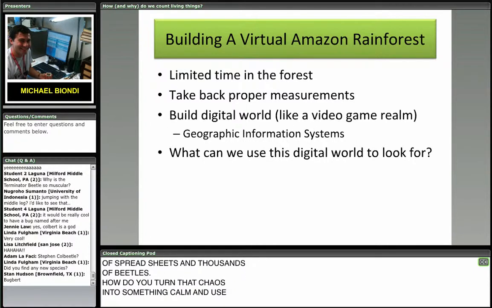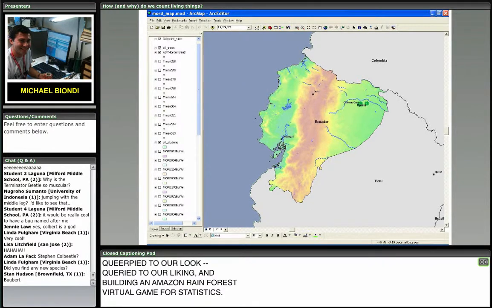As this slide says, with a program called ArcGIS, which is a geographic information system, kind of like what you can find on Google Earth, we can take the hundreds of databases and all the records and turn it into a visual tool that can be manipulated and queried to our liking. It's kind of like building a virtual Amazon rainforest video game for scientists. Now, the question is, what can we use this digital world to look for? We're not looking for treasure, per se, but it's kind of like treasure to us. Bug treasure.